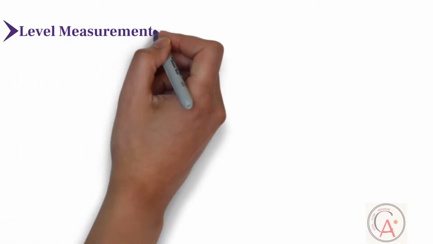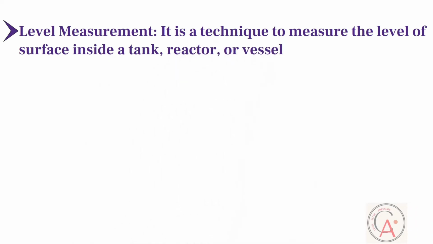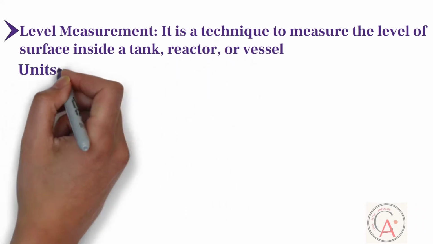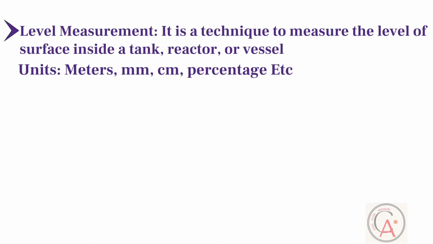Third type of process variable is level measurement. It is a technique to measure the level of surface inside a tank, reactor, or vessel. It is usually measured in meters, millimeter, centimeter, percentage, etc.